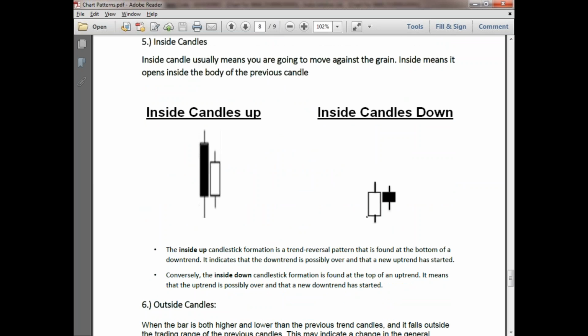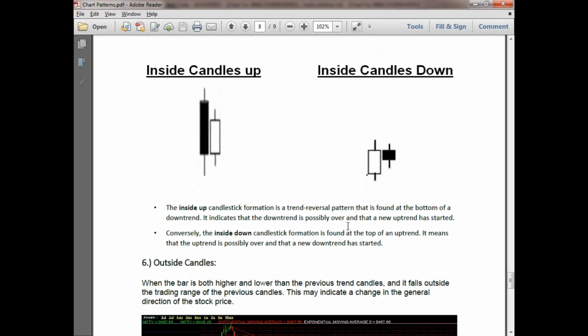Okay, these are the inside candles. So inside candles usually means you are going to move against the grain. Inside means it opens inside the body of the previous candle. So inside up candle formation is a trend reversal pattern that is found at the bottom of the downtrend. It indicates that the downtrend is possibly over, that is a new trend has started. Okay, usually inside candles and outside candles makes a lot of difference. Okay, so I will show you what an inside candle does and what an outside candle does.